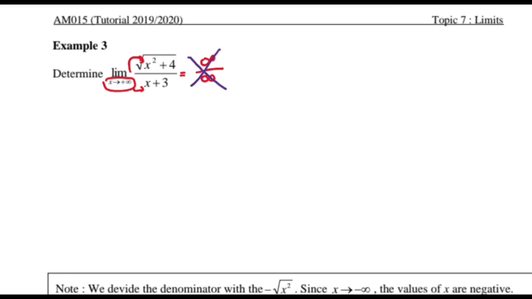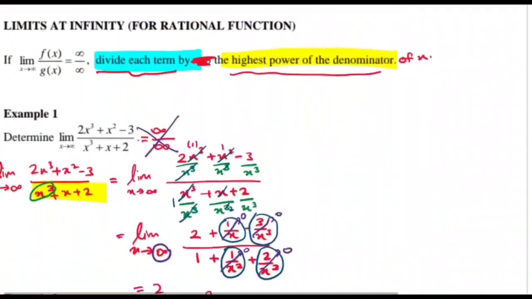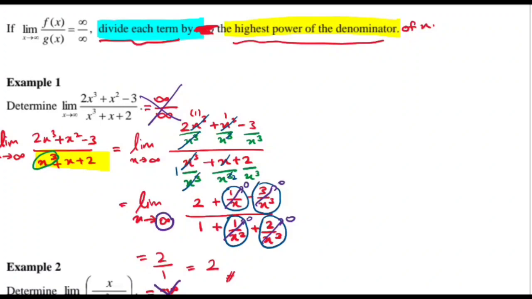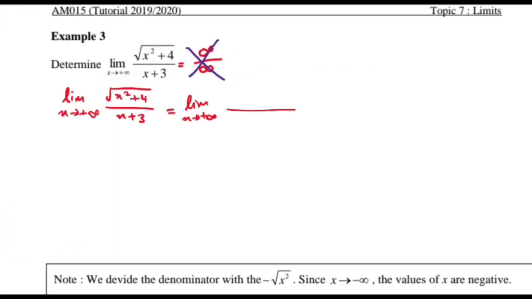This is just one of the conditions which tells you that you have to use this method, which is to divide each term by the highest power of the denominator. Now let's look at your denominator. The denominator is here under the fraction. What is the highest power of x for the denominator? The highest power is x power 1.